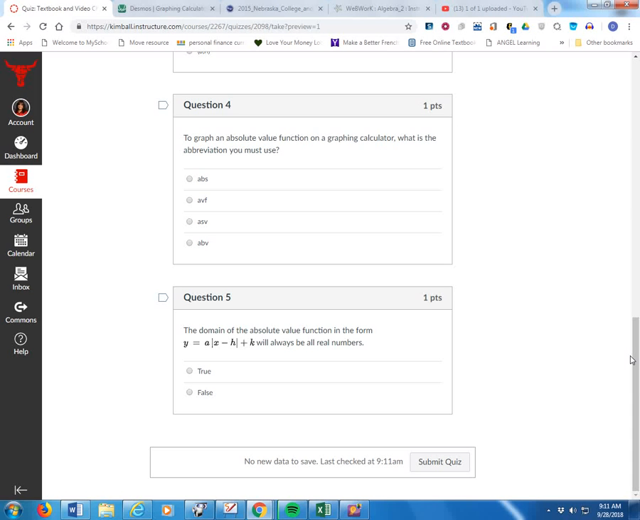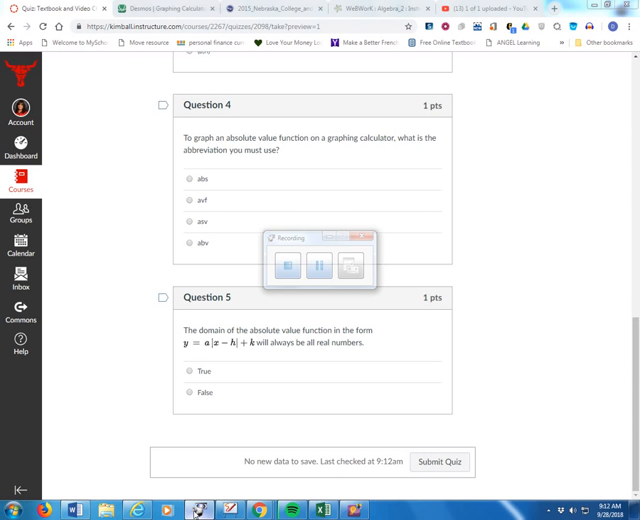The domain of the absolute value function in this form will always be all real numbers. True. It doesn't matter what the numbers are, it's always going to be a V going up forever, a V going down forever, so the domain will always be all real numbers. Okay? Absolute value functions. They're not hard. You just have to remember a few things. You have to know how to find the vertex. You have to know what a negative in front of the function does to the graph. And you have to know what the number in front of the function means to the graph. That is it. Unless you've got questions on 2.6.